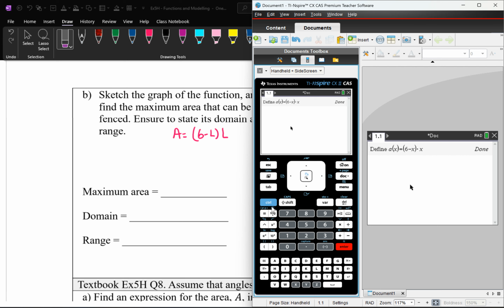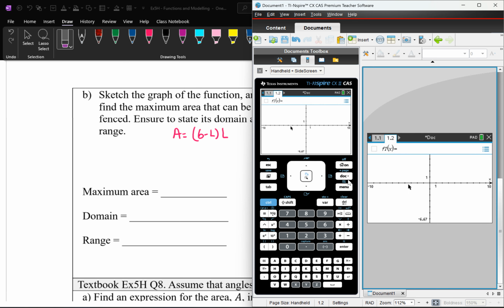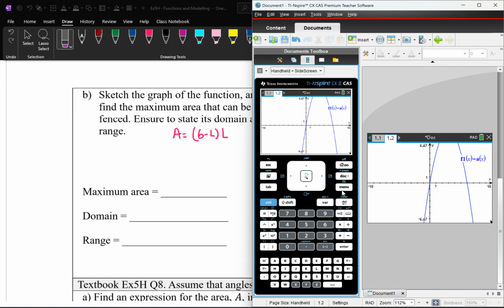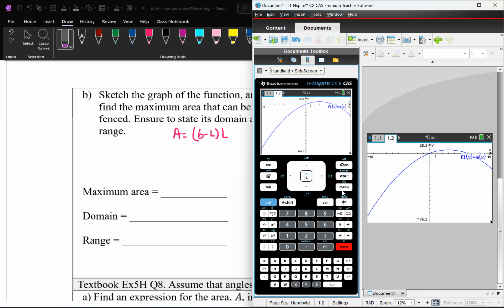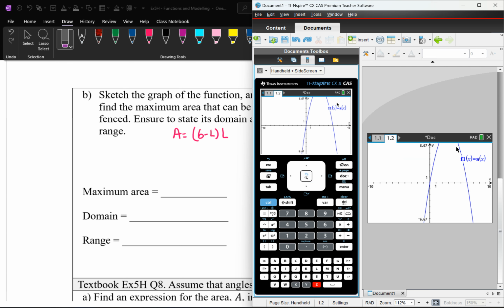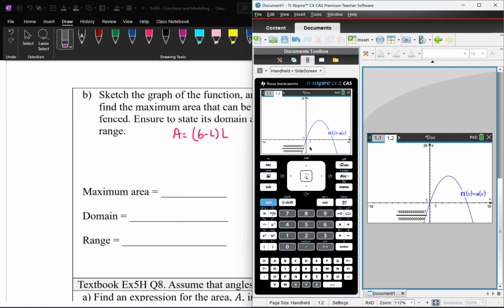If I sketch it, control, doc, add on a graph, and I type in A bracket X. Here we go. This is my graph. Now, obviously, it's been cut off, so I'm going to go menu 4. Remember, you can do zoom fit. That's one way to do it. Or, in my case before, I can see it's just a bit above, so I'll just go menu 4, 1, and I'll change the Y values to maybe 20, for example. And there you go. See the graph.